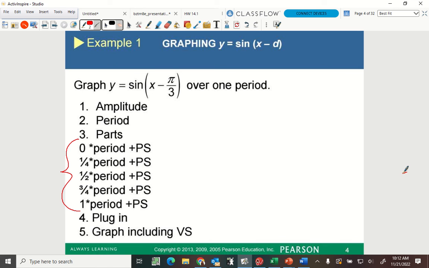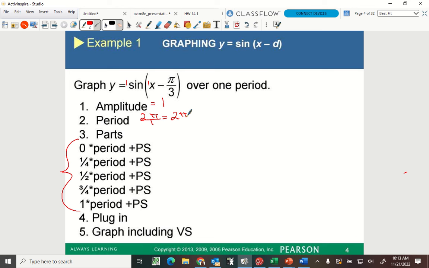Starting off, step 1, amplitude. Amplitude on this problem is what? 1. Amplitude is the number in front of sine or cosine. It's also in front of tangent, cotangent, all those others. But in my case, it's going to be 1. Period: 2 pi over b. What is the b? What number's in front of the x? It's just 1, right? So it'll be 2 pi over 1, which is just 2 pi.